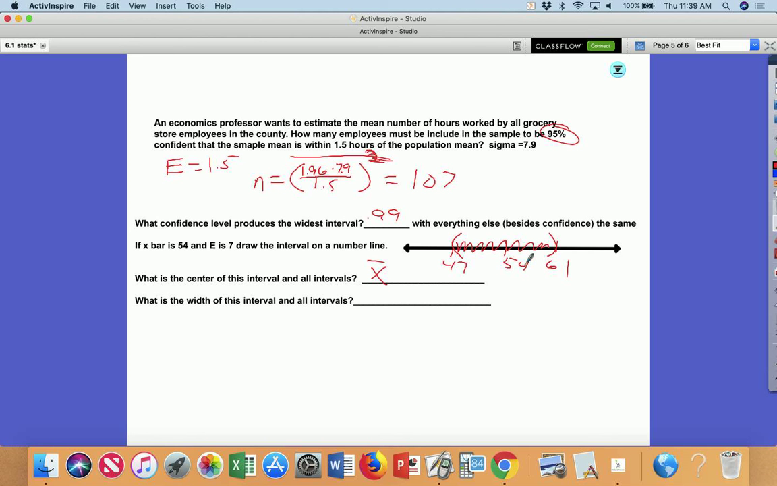What's the width of this interval and all intervals? What's the width of this interval? How far? Right, it's 14, which is 2 of those E's. Okay, so from there is E, and from there to there is E, so the width is 2E.